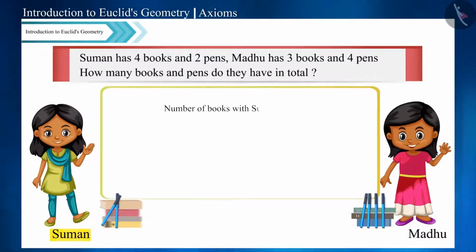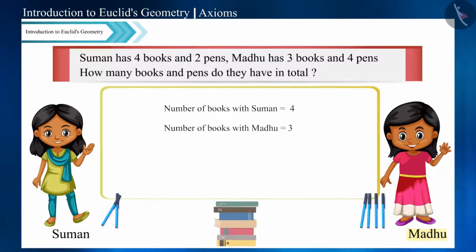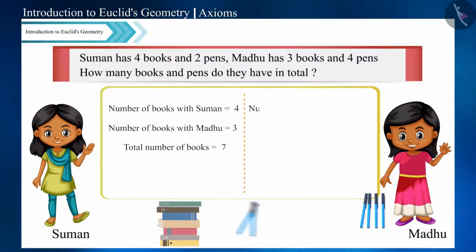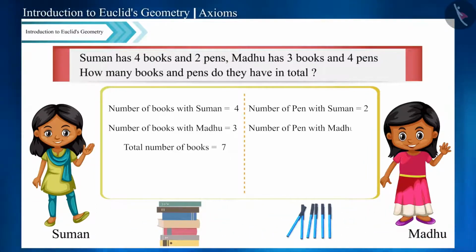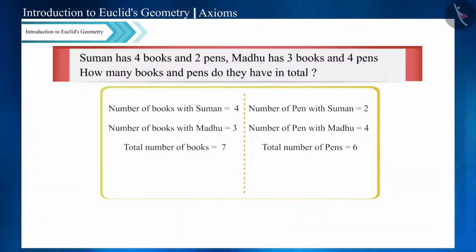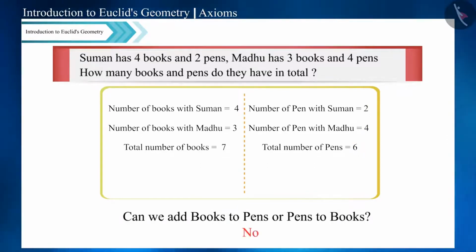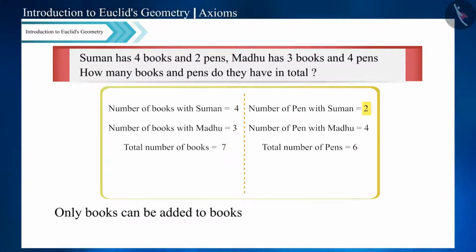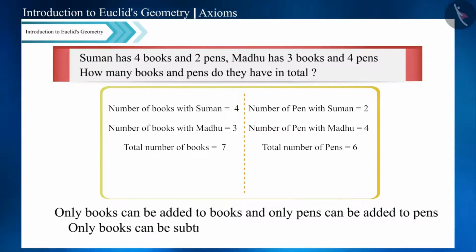Friends, Suman has 4 books and Madhu has 3 books, that is, both have 7 books in total. And Suman has 2 pens and Madhu has 4 pens, that is, they both have a total of 6 pens. Friends, note, here we added books to books and pens to pens. But can we add books to pens or pens to books? No, only books can be added to books and only pens to pens. And not only just addition, but subtraction also. That is, only books can be subtracted from books and only pens from pens.